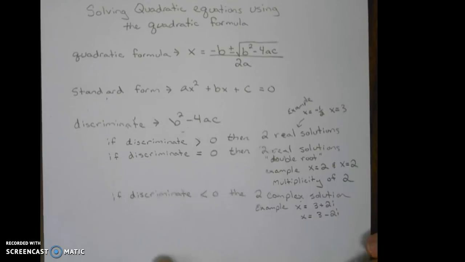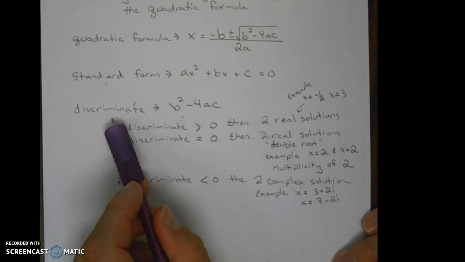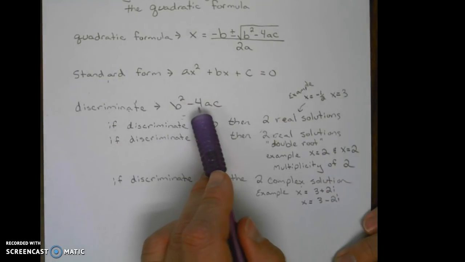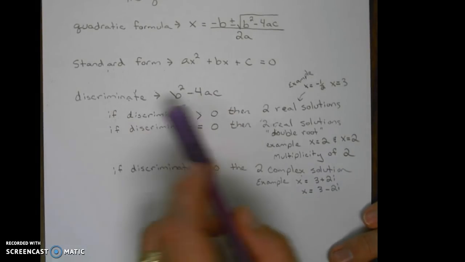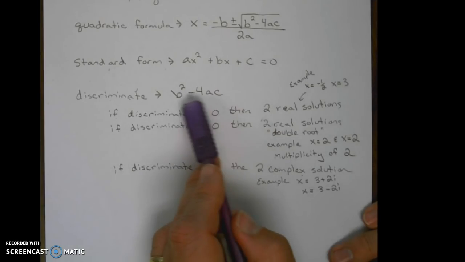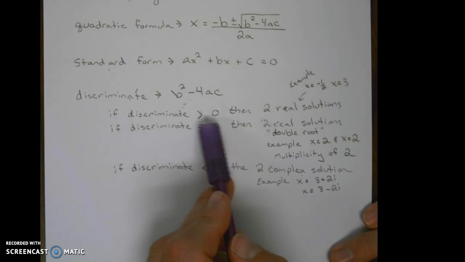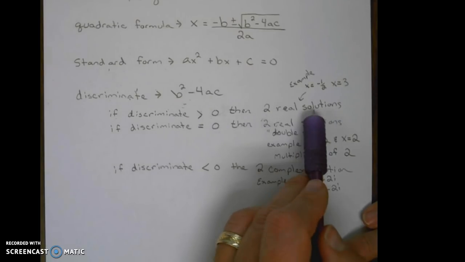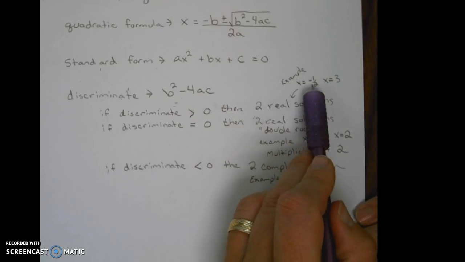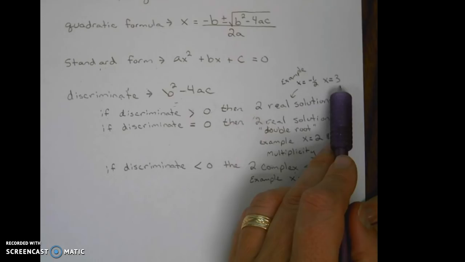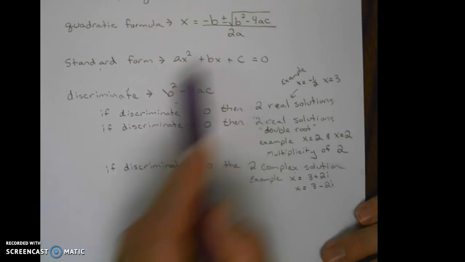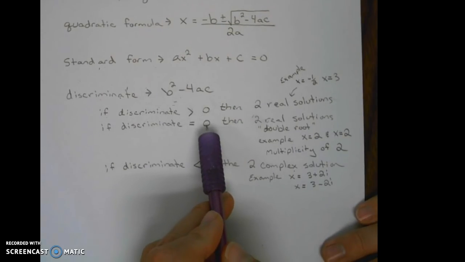The next thing you need to be aware of here is the discriminant. The discriminant is this part underneath the radical, b squared minus 4ac. Once you put the numbers in and simplify it, if this value is greater than 0, then you have two real solutions. For example, x equals negative 1/2 and x equals 3. We have two solutions.